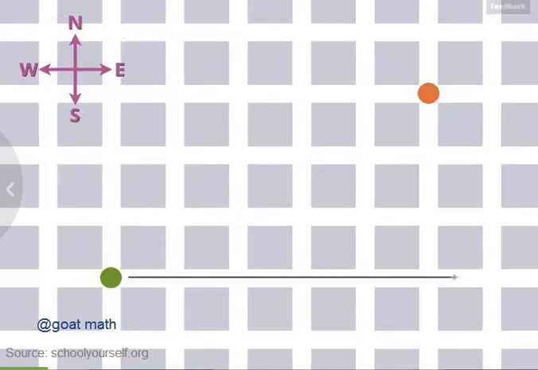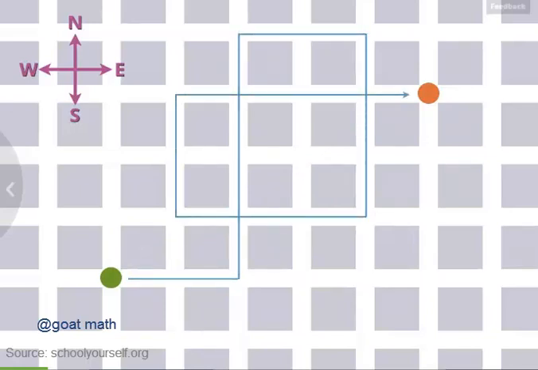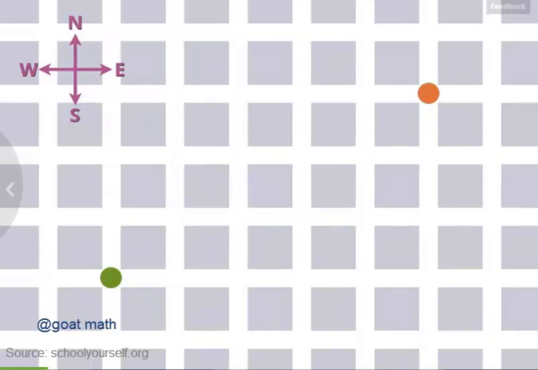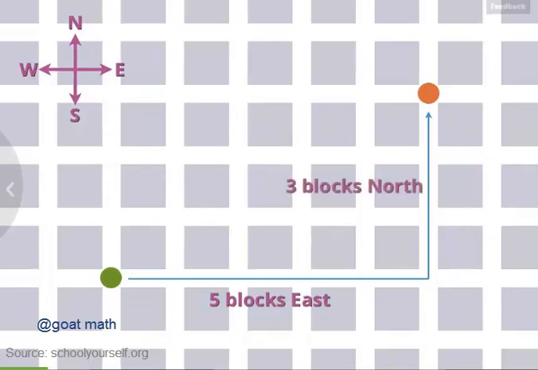Well, you could tell them the total distance between the points and then tell them to walk in a specific northeasterly direction. But unless your friend can walk through buildings, these directions would be pretty hard to follow. Another option is to tell them to zigzag around the city until they find their destination, which is not particularly helpful either. Common practice is to tell them to go a certain number of blocks east or west and a certain number of blocks north or south. So in this example, you'd tell your friend to walk 5 blocks east and then 3 blocks north.